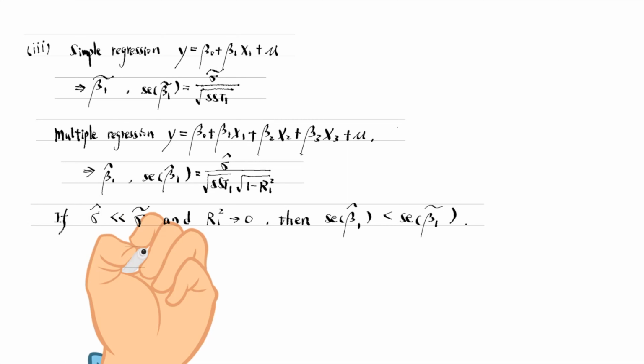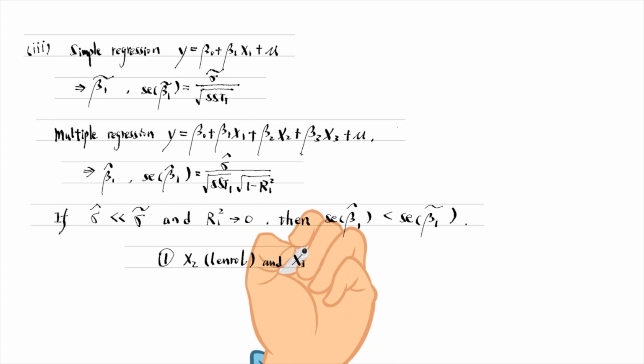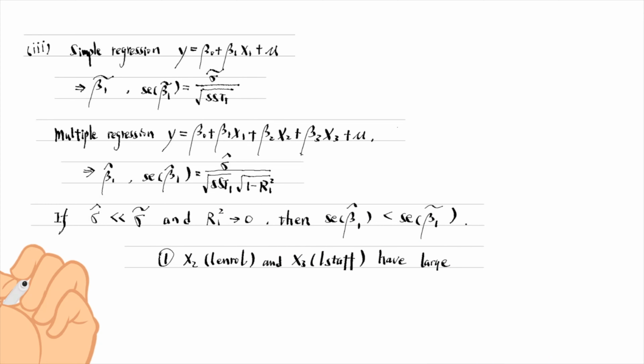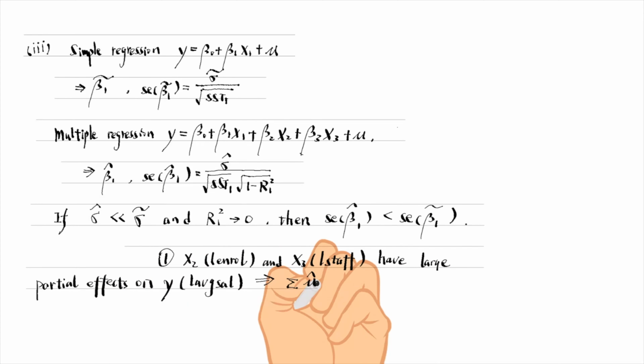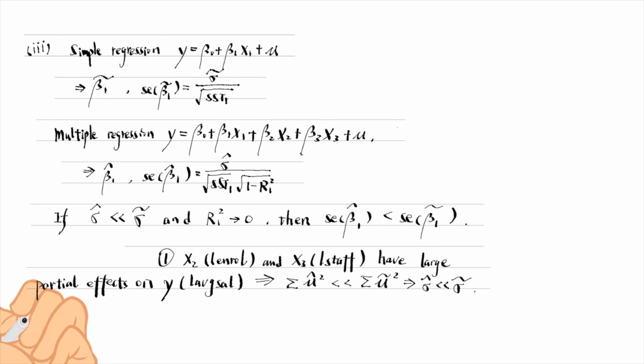A smaller standard error on beta 1 in the multiple regression should be due to a smaller sigma and a tiny R-squared 1. First, the school size and the staff size variables have large partial effects on the outcome variable salary. We can see it from a dramatic rise in R-squared. It leads to a much smaller sigma in the multiple regression than in the simple regression.